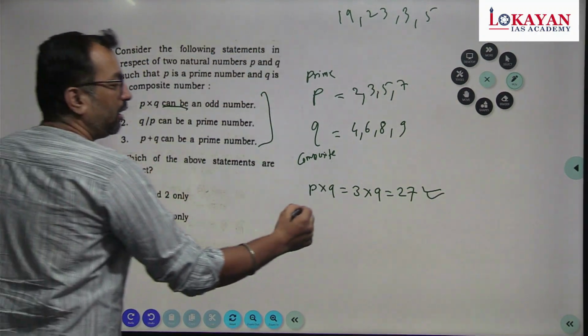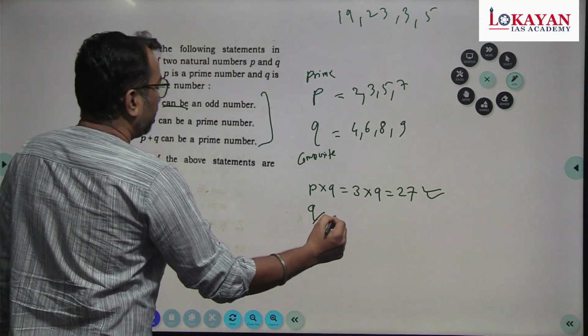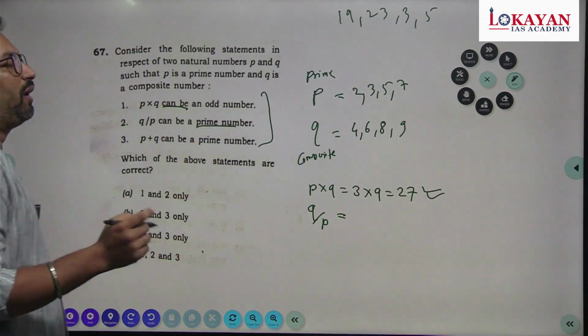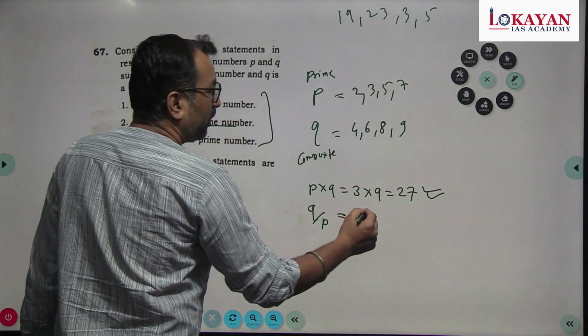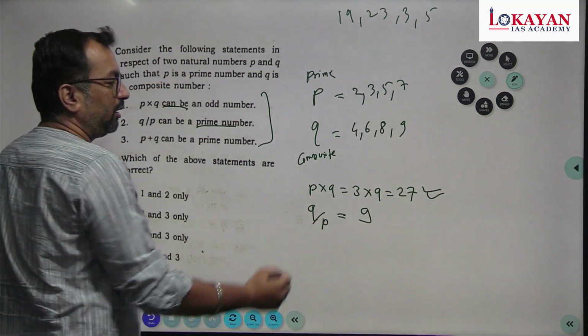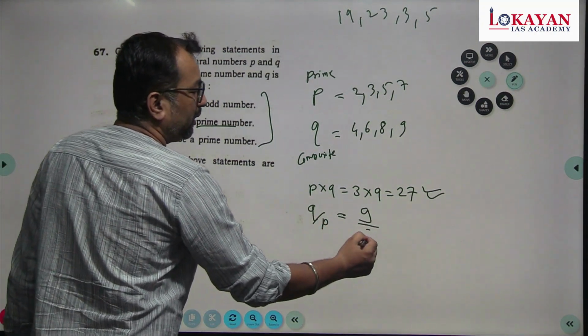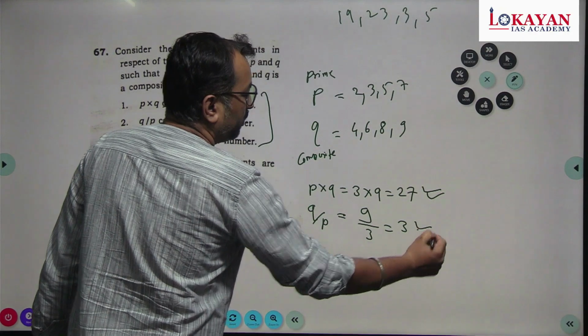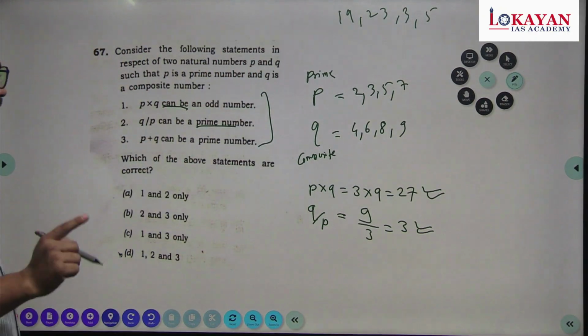The second test is Q by P can be a prime number. Q divided by P. Again, let's check. 9 is Q and P can be 3. It gives me 3, which is a prime number. So Q by P can be a prime number.